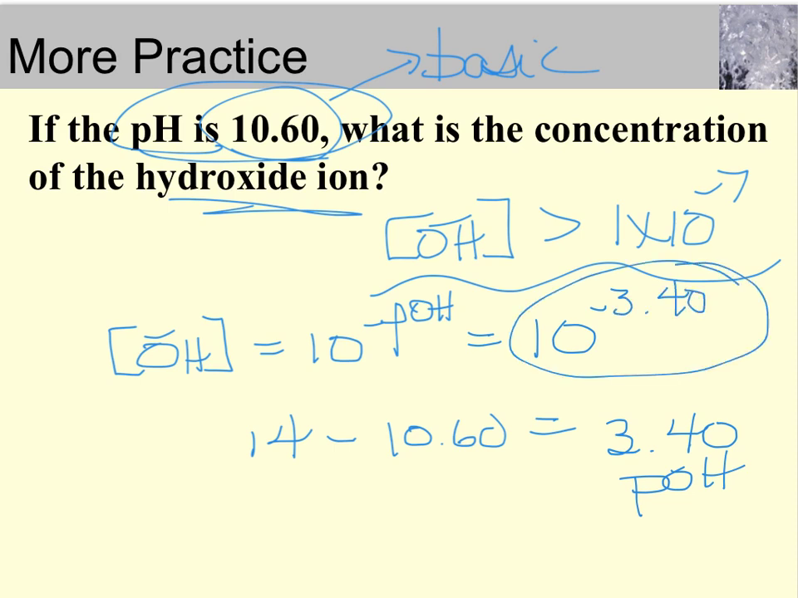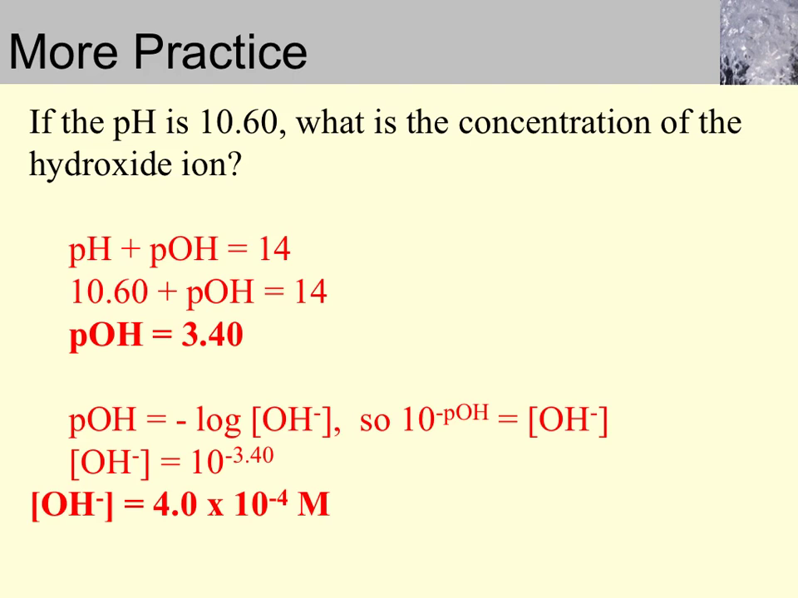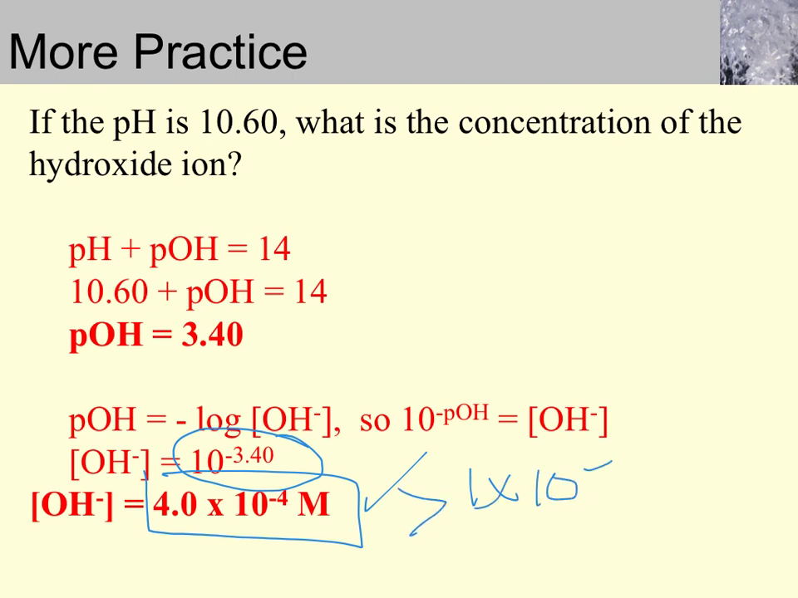Don't stop here, you won't get full credit. Go ahead and plug this into your calculator and get something in scientific notation. And it turns out that 10 to the minus 3.40 gives you a hydroxide ion concentration of 4 times 10 to the minus 4. That is much greater than 1 times 10 to the minus 7, as it should be in a basic solution, so you're all set. That's it for lecture 1. This is by far the easiest part of this entire unit, but it's the foundation upon which everything else rests. Make sure you're very, very comfortable with it.